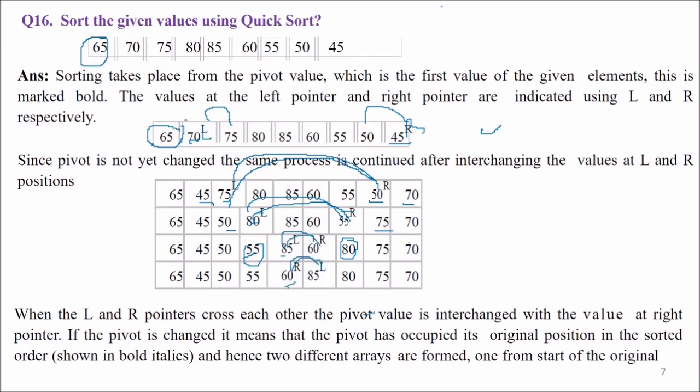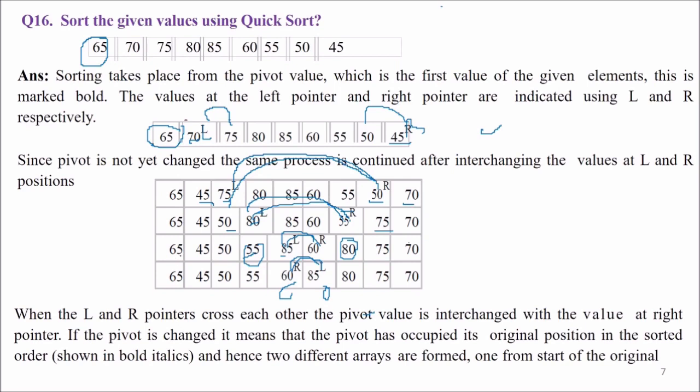So 60 and 85. So now the L and R pointers cross each other. The pivot value is interchanged with the value at the right pointer. Okay, so if the pivot value is changed, it means that the pivot has actually occupied its original position in the sorted order. So hence we have two different arrays which are formed.